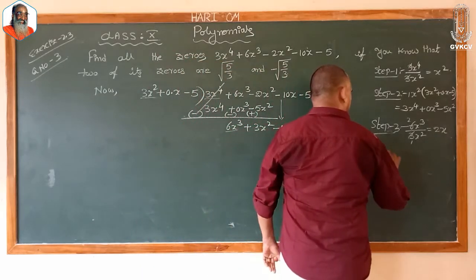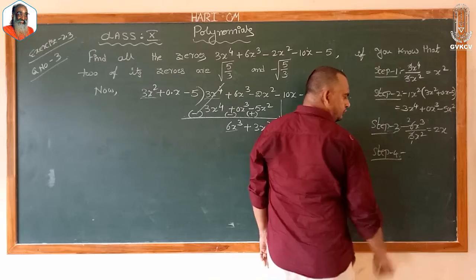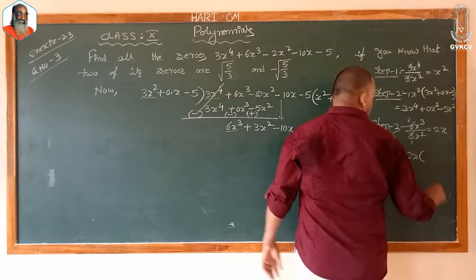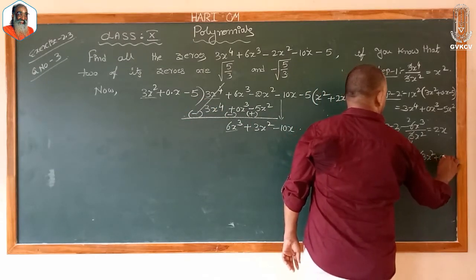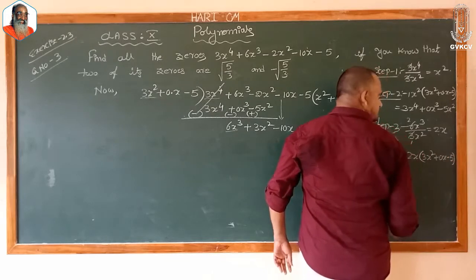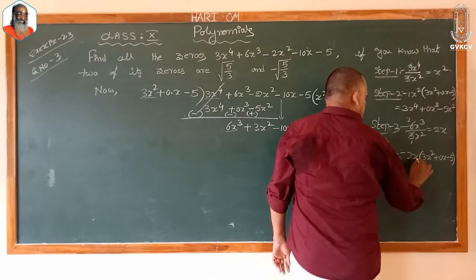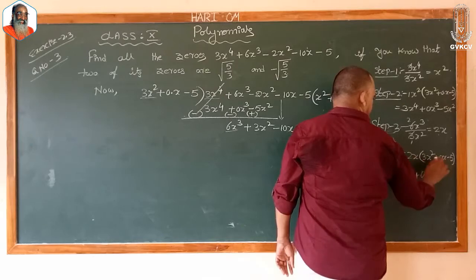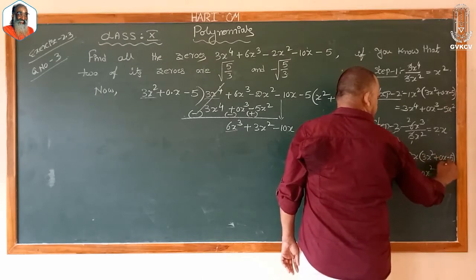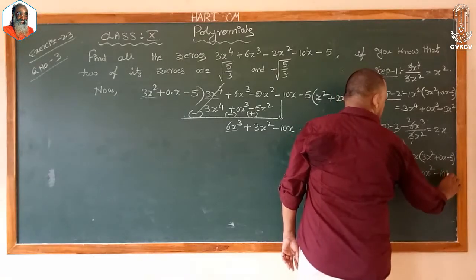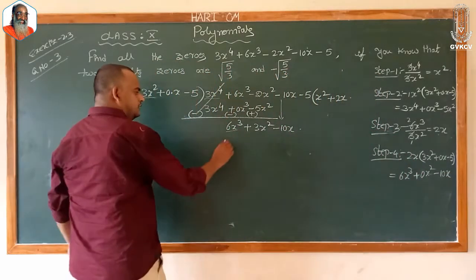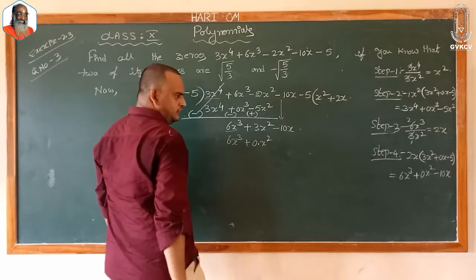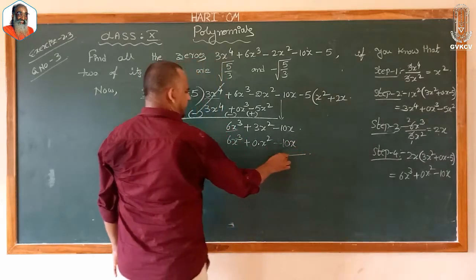Next, step 4. What is step 4? With this quotient 2x, I should multiply the divisor. So 3x square plus 0 into x minus 5. 2 3s are 6, x into x square, x cube, plus 2 zeros 0, x into x square, plus into minus, minus 2 5s are 10x. So what I have here? 6x cube plus 0x square minus 10x.